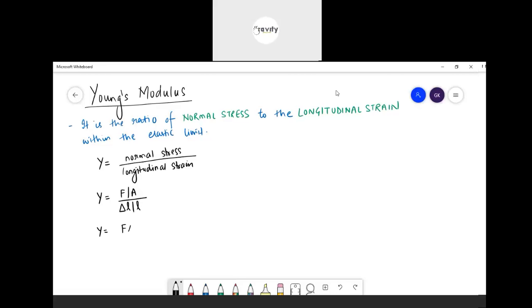So the final expression that we get for Young's modulus is FL upon A delta L, where A is the cross section area, which can further be written as pi r square, the cross section area of the wire. This is the final expression for Young's modulus, on which we are going to have the numerical section.